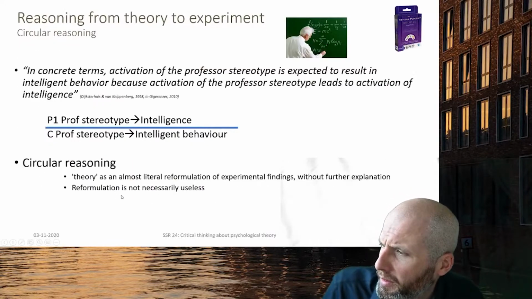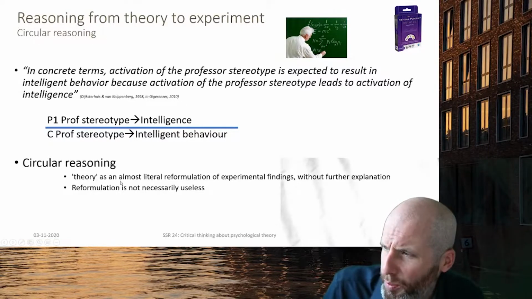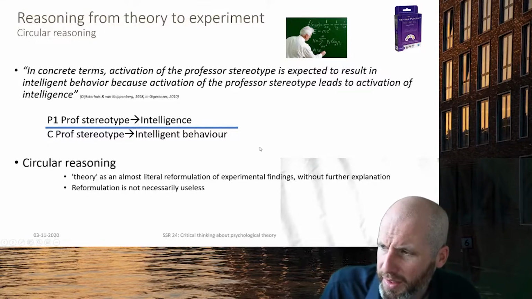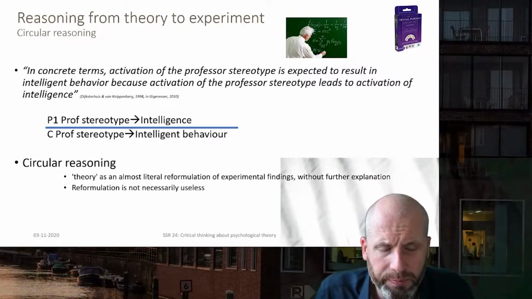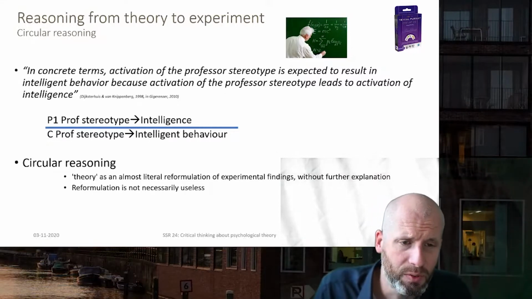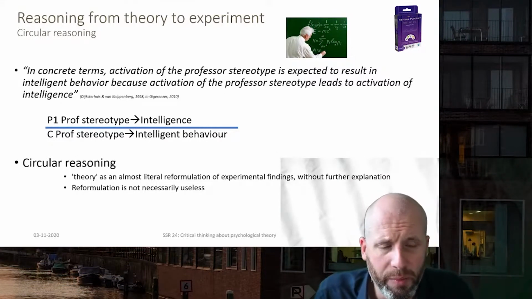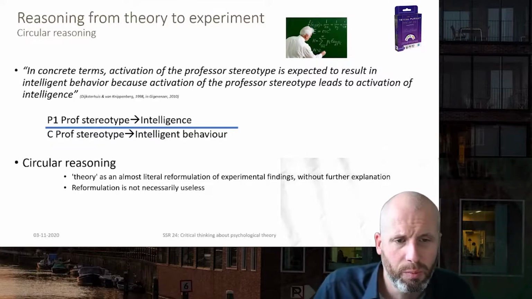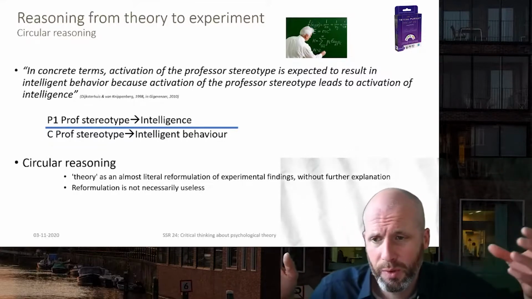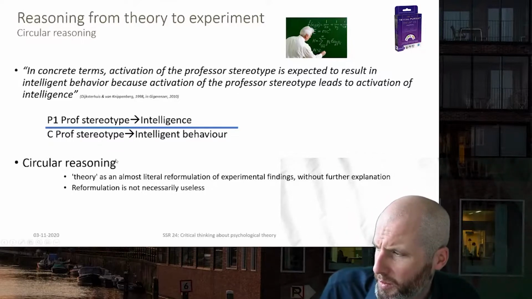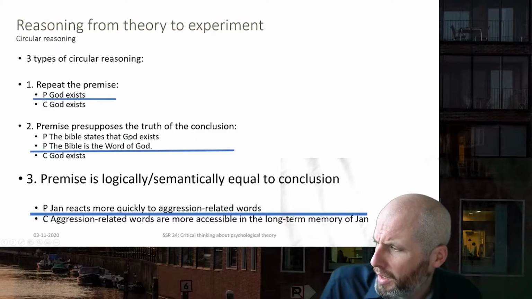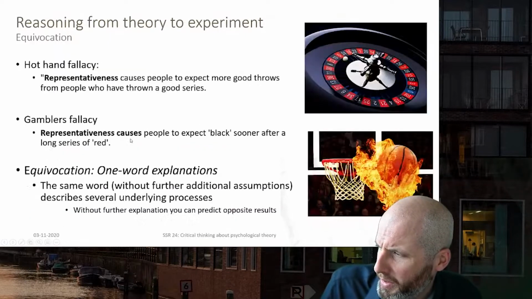So you're saying that the concept of intelligence is activated because intelligent behavior was shown in one condition, and how do you know that intelligence was activated? Well, because they showed intelligent behavior. So you're measuring the supposed cause and the supposed effect with the same measure, yes, identical same measure, which makes this reasoning circular and not very informative.